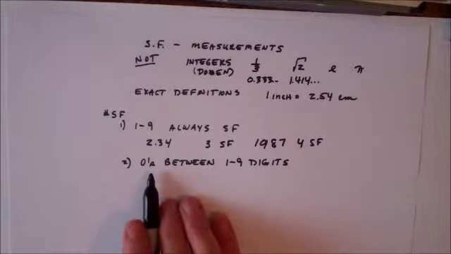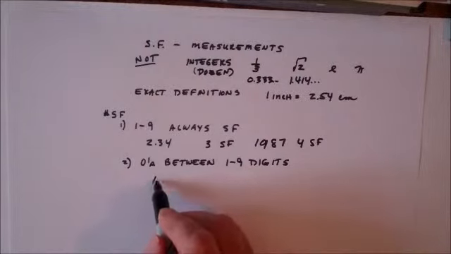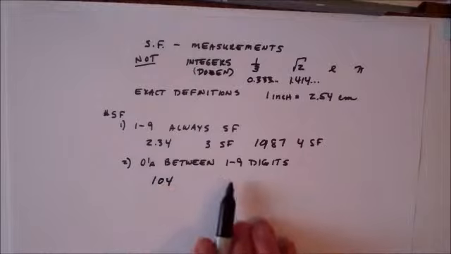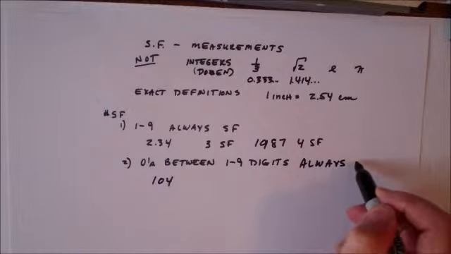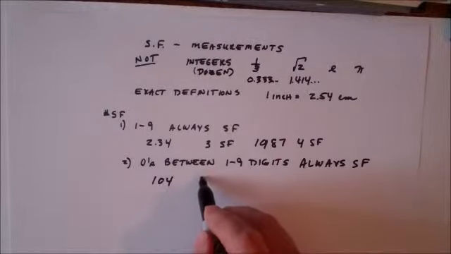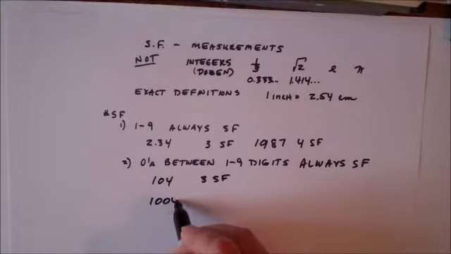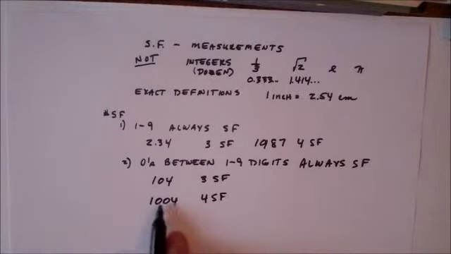If the number happens to have a 0 and the 0 is between non-zero digits, such as the number 104, in this case the 0 simply represents that there is no value in the tens place. Then in this case zeros between 1 to 9 are always significant figures. So the number 104 will have 3 significant figures. This would also have 4 significant figures. So if there's any number of zeros between, these are always then significant figures.